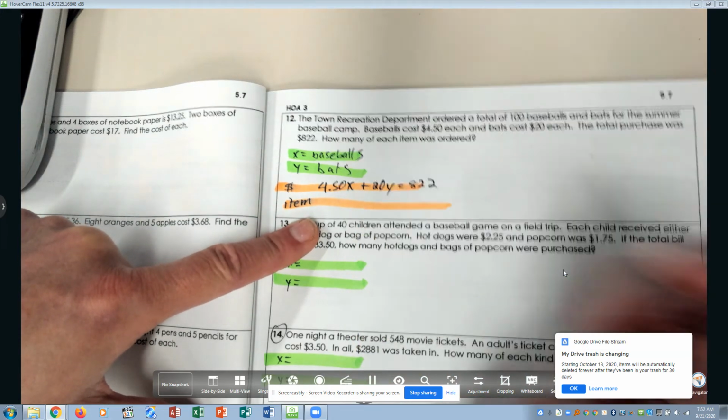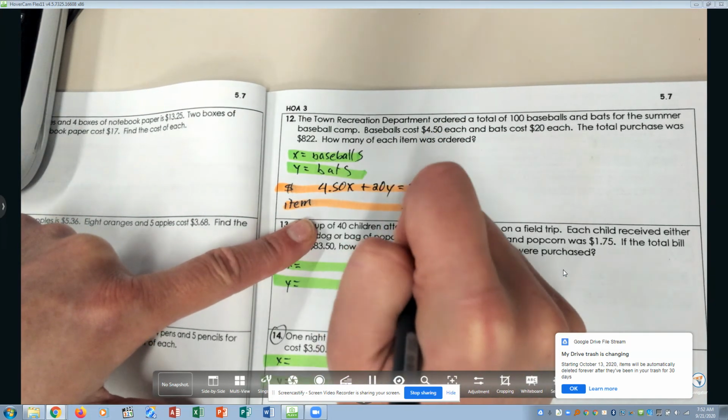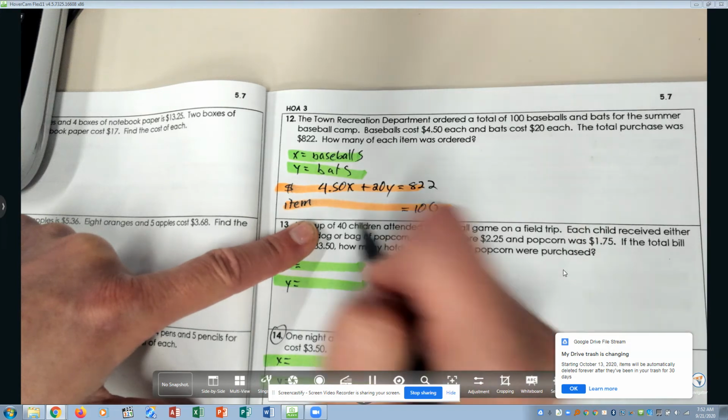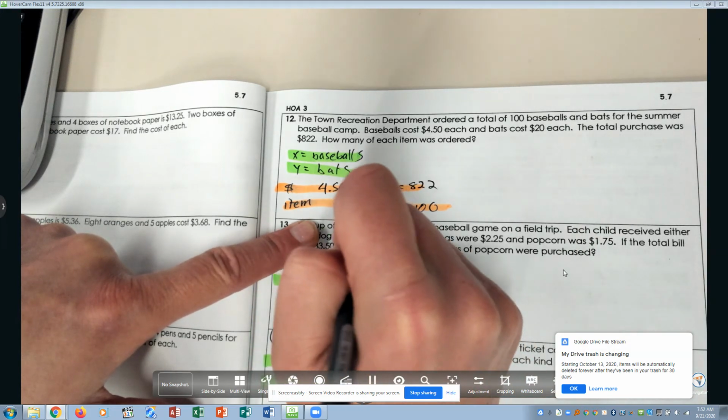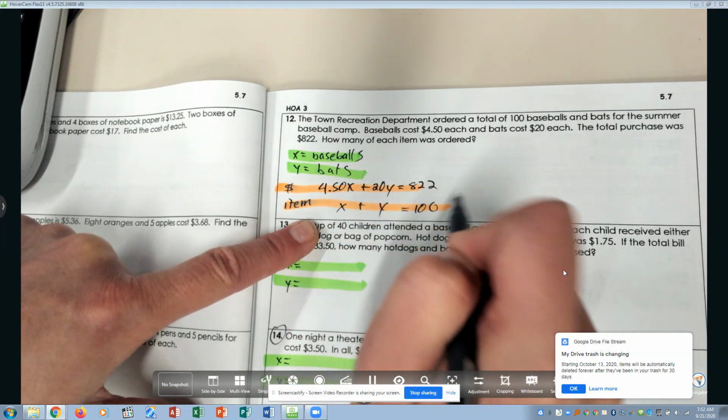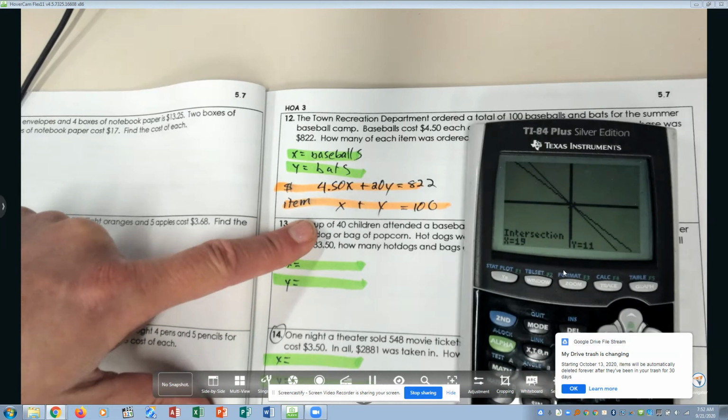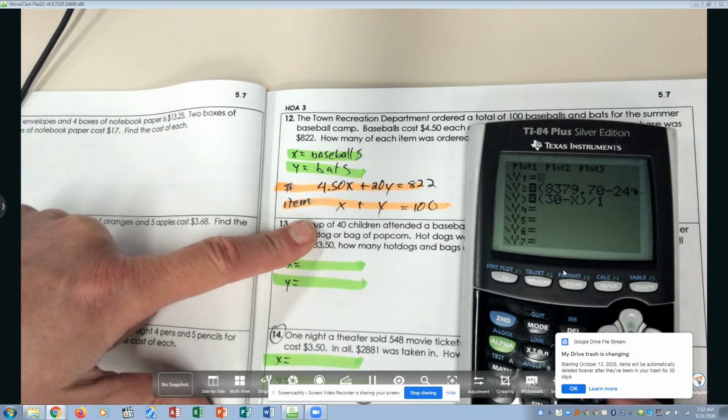Now let's make our item equation. I know they sold a total of 100 baseballs and bats. So they sold some baseballs, they sold some bats, but together it was 100. So this was the hard part. Now you use your calculator to figure out the rest.